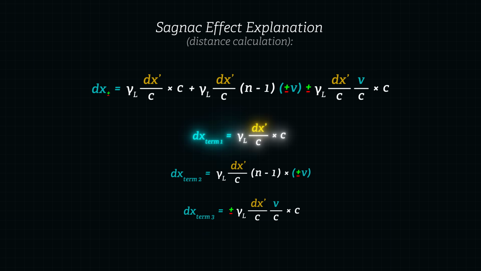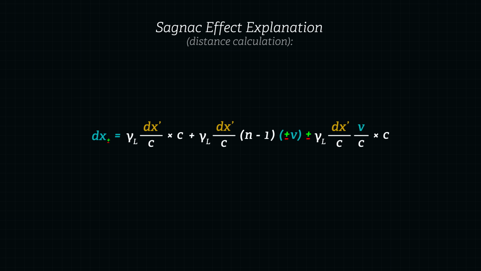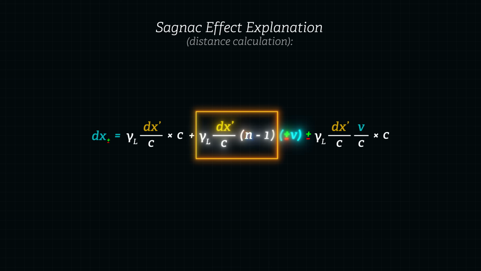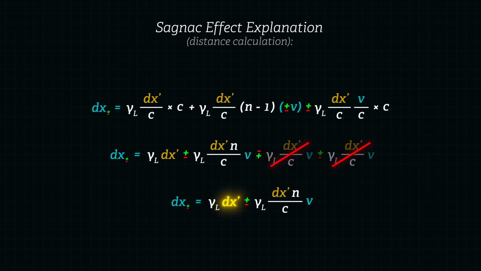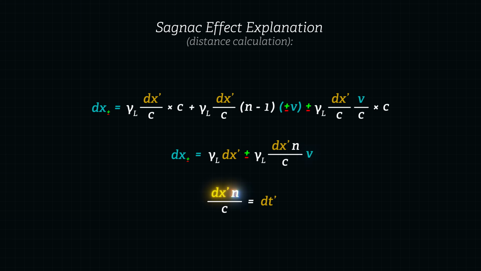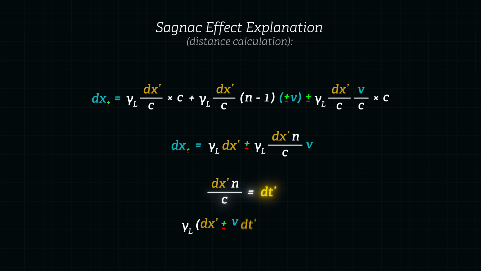Now, if we add these 3 terms together, what do we get? By having multiplied the second time term by v instead of by c, or instead of by c over n, we see that 2 of the expanded terms will cancel, leaving the dx prime term, plus or minus, a term that is a function of refractive index n times v. And since dx prime times n over c is equal to dt prime, this reduces to the Lorentz transform for dx. In other words, by multiplying the first and third terms of the time formula by c and the second term by v, we obtain Lorentz's stationary frame distance traveled by light.